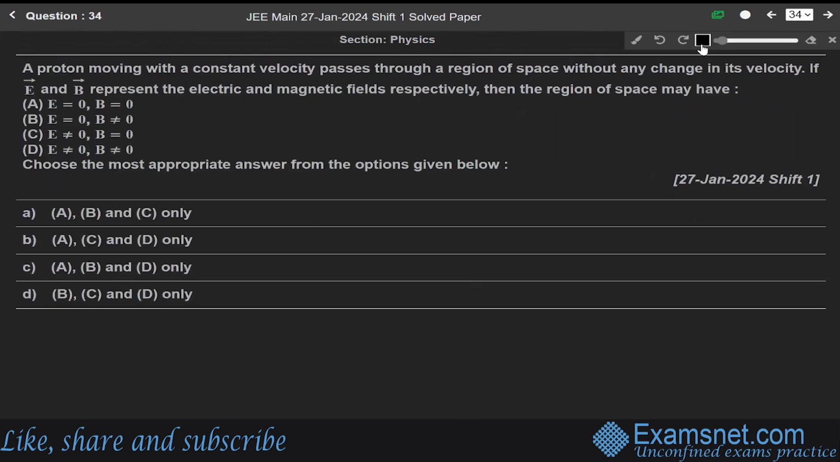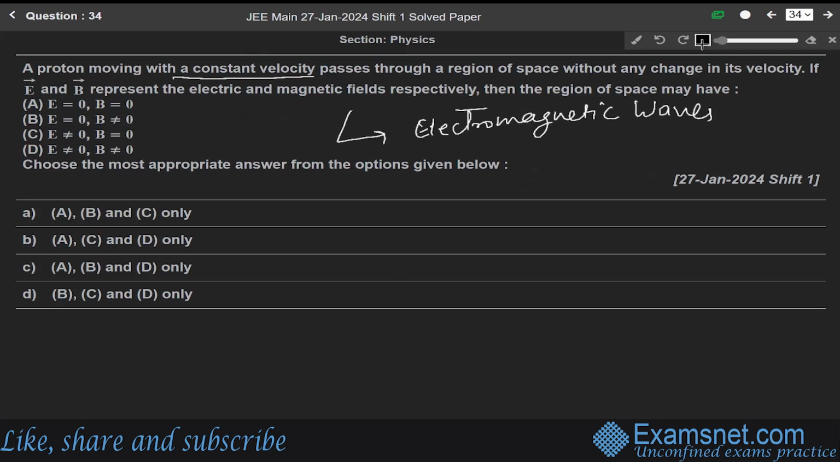Now question number 34. This question says that a proton moving with a constant velocity passes through a region of space without any change in its velocity. Means the velocity is constant. There is no change in the velocity. If E and B represent the electric and magnetic field respectively, then the region of space may have. So this question is from the chapter of electromagnetic waves.